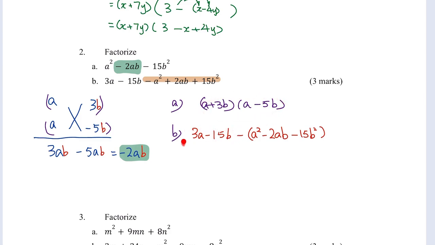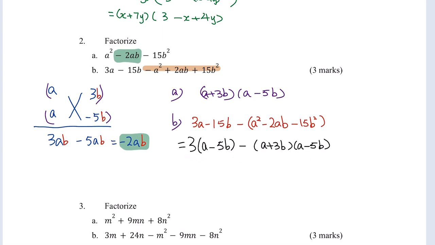How about at the front? Is there anything common? Common means that they both can be divided by it or they both have it. Yes, 3. So what is left? A minus 3 times what is 15? 5b. And then at the back, we have a plus 3b, a minus 5b. Now we have two sets of things. And between these two sets, is there anything common now? Yes, which is a minus 5b. So you write that in front, and whatever is left, you put in another bracket.